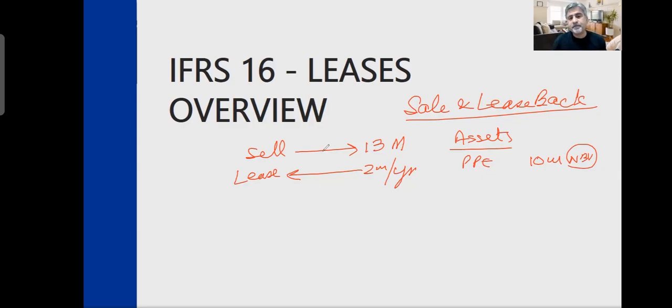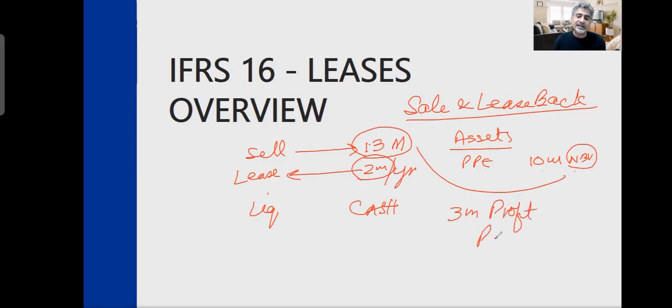Now what happened? One, the company improved the liquidity. Number two, this asset is no more on the balance sheet. They have converted it into cash, so their cash position improves. They recognize a profit because the asset value was 10 million and they sold it for 13 million. So 3 million profit goes to the P&L because it is a realized profit.